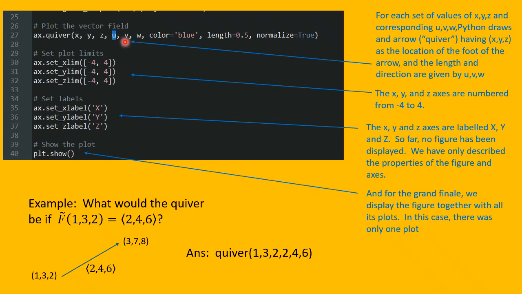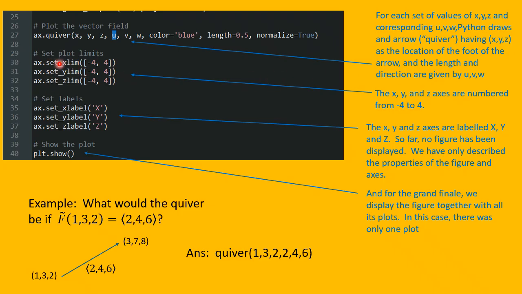So let's look at the rest of the program. Here we're going to plot the vector field by this command, ax.quiver(x, y, z, u, v, w, color='blue', length=0.5, normalize=True). Now what's going to happen in this case is the following. For each set of values of x, y, z and corresponding values u, v, w, Python draws an arrow, a quiver, having x, y, z as the location of the foot or beginning of the arrow, and the length and direction of the arrow are given by u, v, and w.